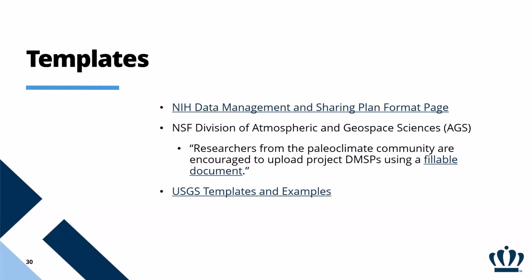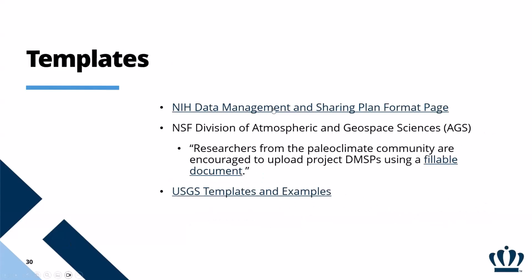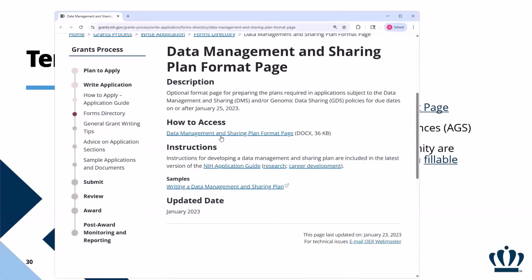Some agencies do have templates that you can download and work from. So NIH, certain NSF divisions, and USGS are just a couple examples that I found that you can actually download a template from. So if we go to the NIH data management and sharing plan format, there's just a Word document that you can download, and it'll have the sections and you can fill in what's required in those sections.